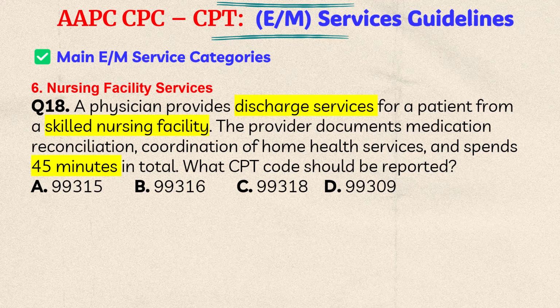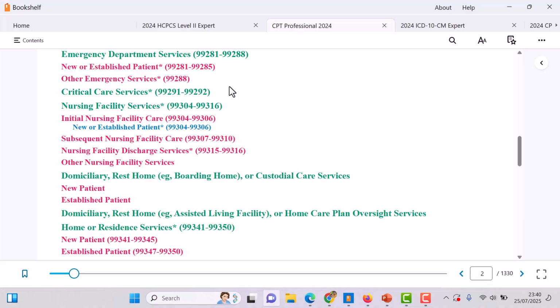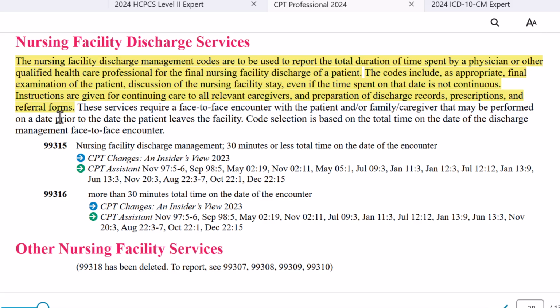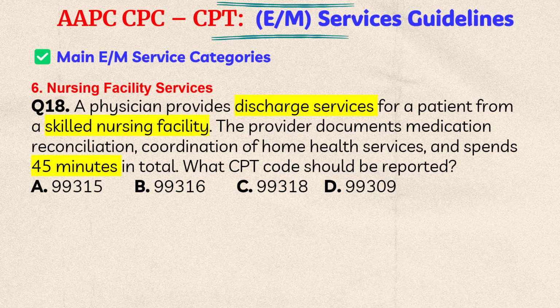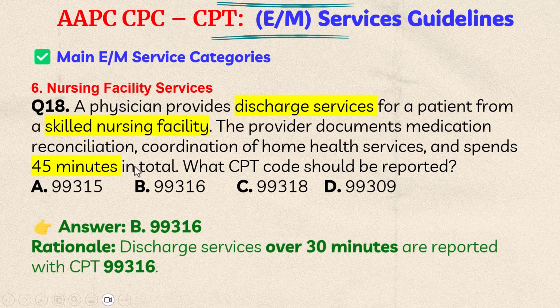Okay, in this case, you have to highlight this is a discharge service from a nursing facility, and the time spent is 45 minutes. So in the section table of contents, you have to go to the nursing facility services. Here, nursing facility discharge services. When you go to the code, you will see 2 codes available. One code for 30 minutes or less total time. Other code for more than 30 minutes. So 99316, more than 30 minutes total time on the date of encounter. In our case, the total time spent here is 45 minutes. So that is more than 30 minutes. So the correct code will be B, that is 99316.